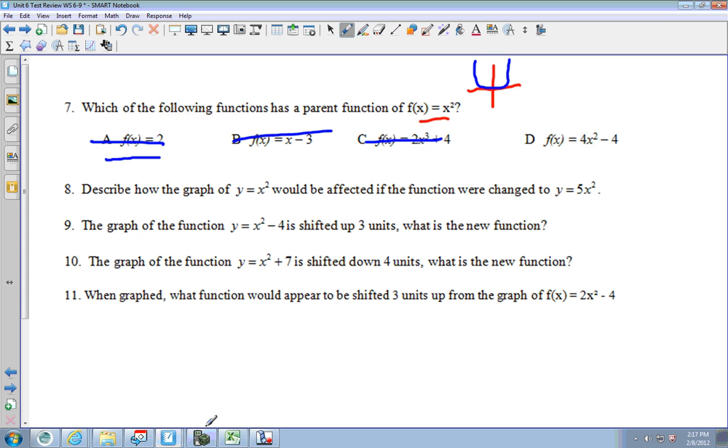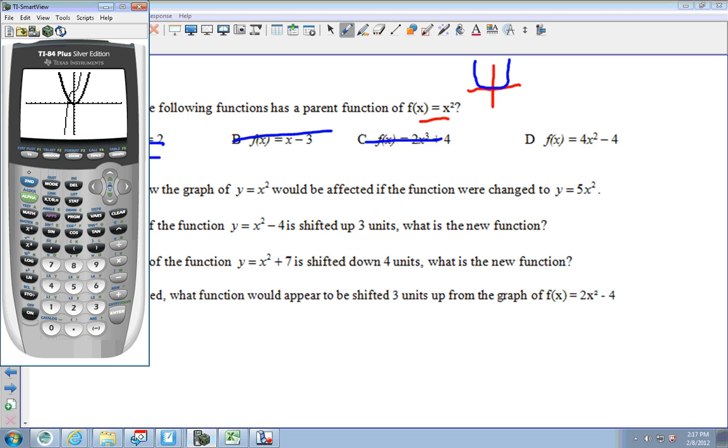Well, I hope the last one works. So let me go up here, and go down here. I've got 4x squared minus 4. And press graph. Parabola. Next parabola sure does. It still makes a curve even if it doesn't look exactly the same.